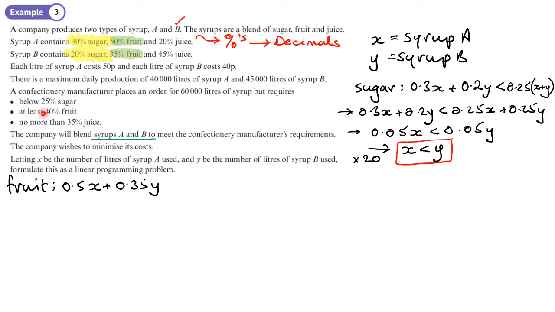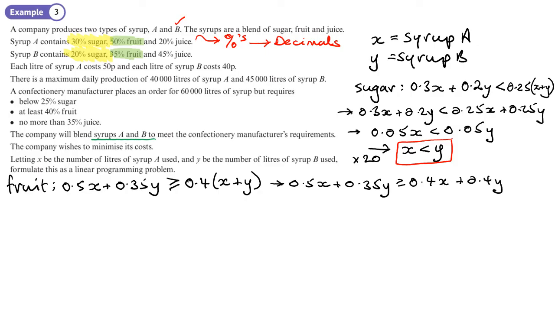Then in the blend, the amount of fruit needs to be at least 40%. So it needs to be 40% or more in the blended syrup. So we'll expand the brackets and simplify like before. So 0.5x plus 0.35y is greater than or equal to 0.4x plus 0.4y.